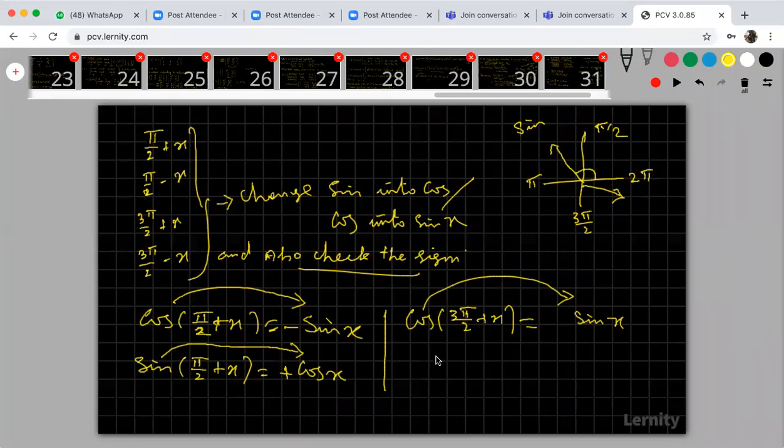Okay, right. What about sine of 3 pi by 2 plus x? Sine means change into cos. 3 pi by 2 plus x means change sine to cos, cos to sine. Okay, right. Come to the sine. Sine of fourth quadrant angle is minus. Why? In fourth quadrant only cosecant and secant are plus, sine is negative.